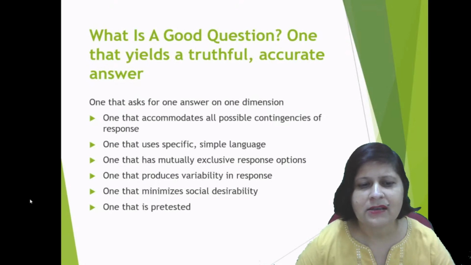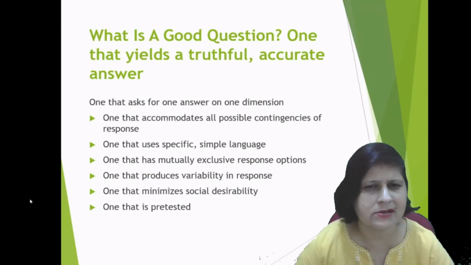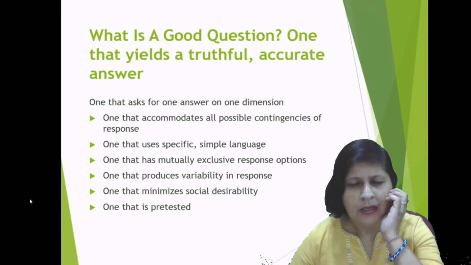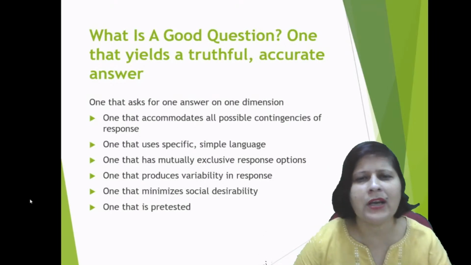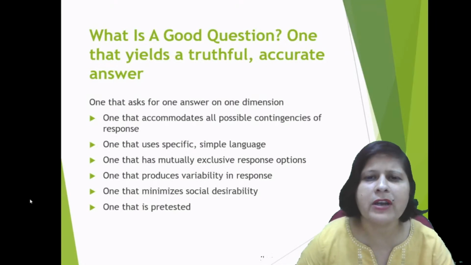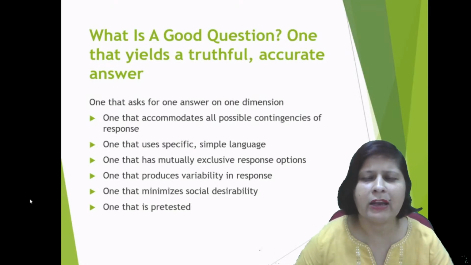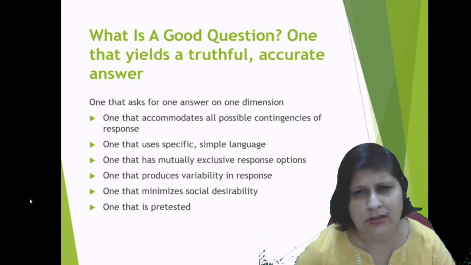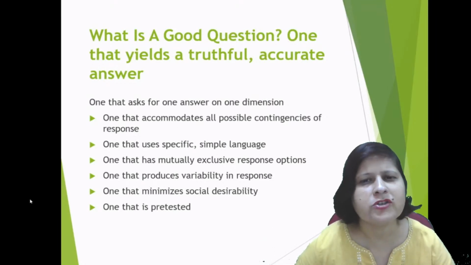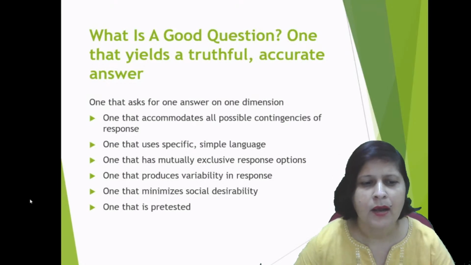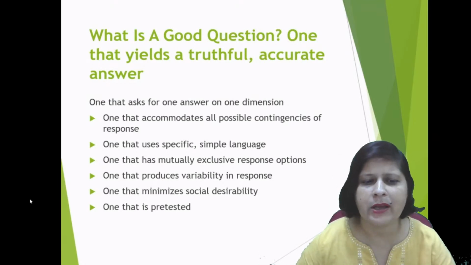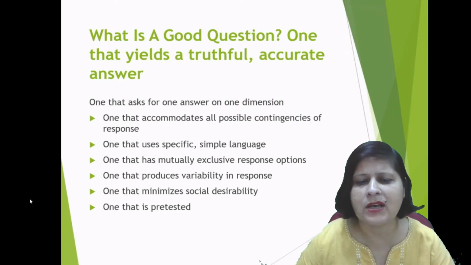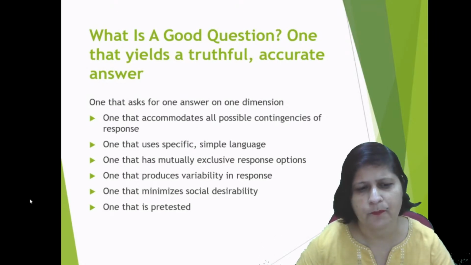One that asks for one answer on one dimension. There should be one answer for one dimension, not more than one answer for one dimension. If someone has answered more than one, or has chosen more than one option for a single question, that question should be discarded. Ask for one answer on one dimension.